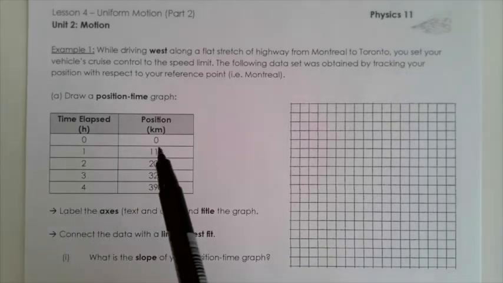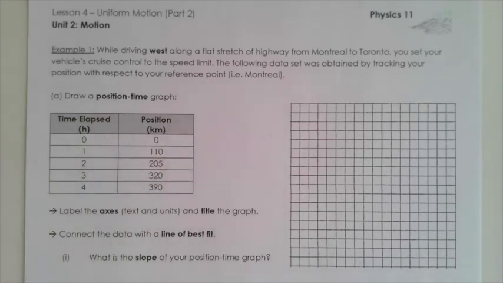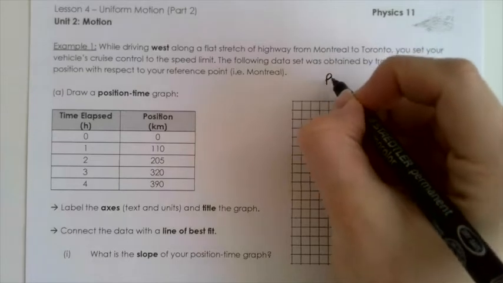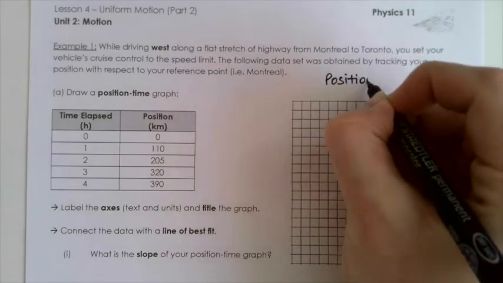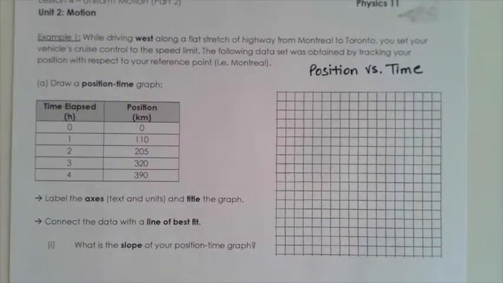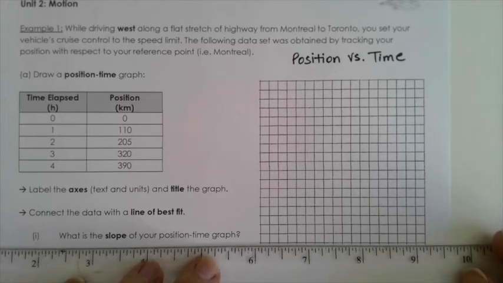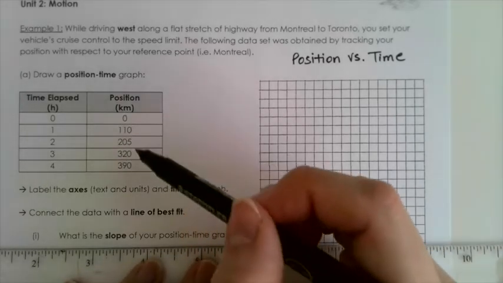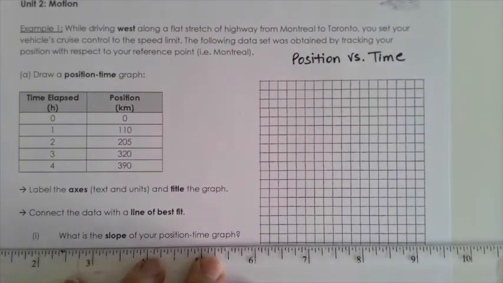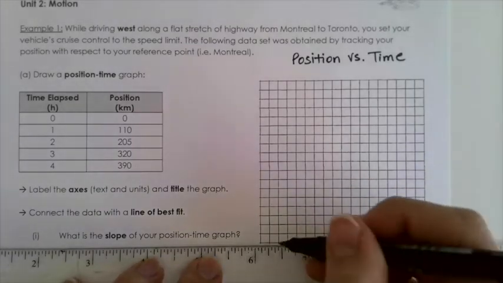We have time and position. These are not SI units, but we won't bother converting them. That's okay, we don't need to unless the question asks us to. So we're going to draw a position versus time graph here. Time always goes on the x-axis because it's our independent variable, and we only have positive position values, so we don't need to leave space for a negative component of the y-axis.